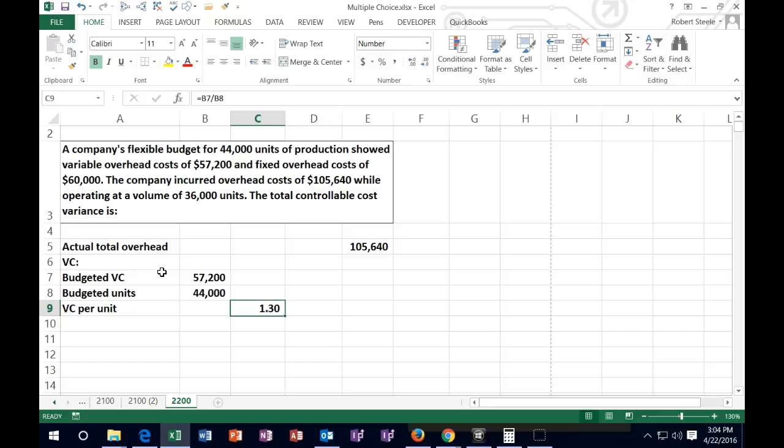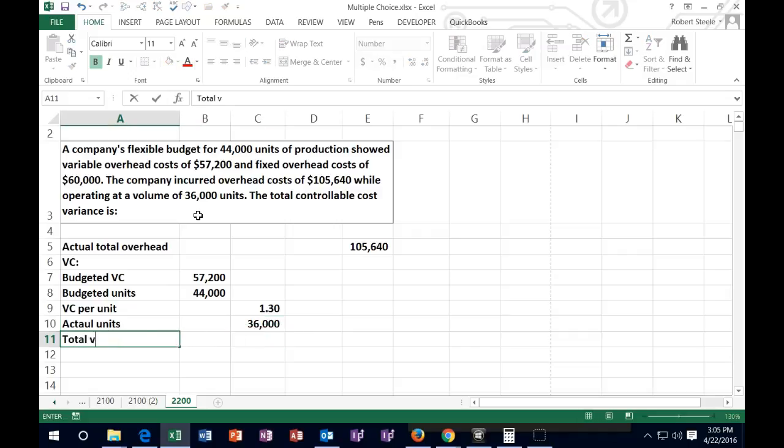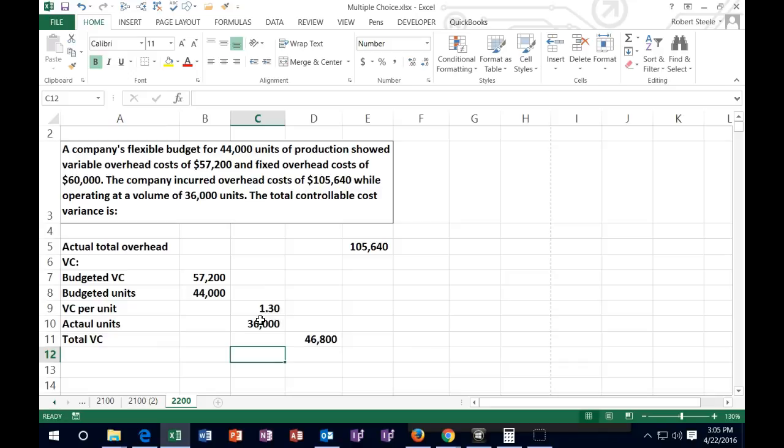So now we're going to multiply that times what actually happened in terms of units. So actual units. The actual units that happened aren't the 44. The actual units produced were the 36. So we're going to take that 36,000 and that will give us the total variable cost that was budgeted here. So we're going to say that equals the total variable cost that we're calculating: the 1.30 times the 36,000, that's what we're going to say our variable cost portion is.